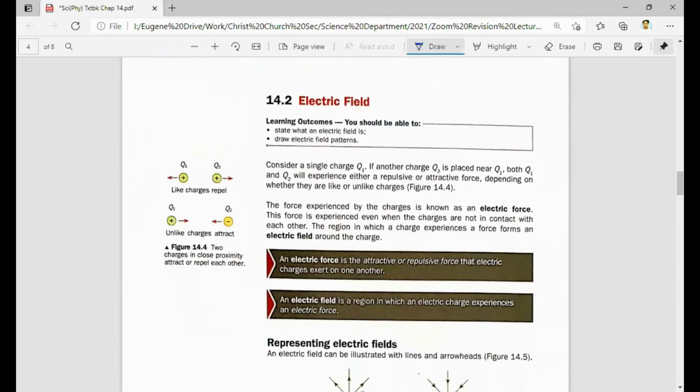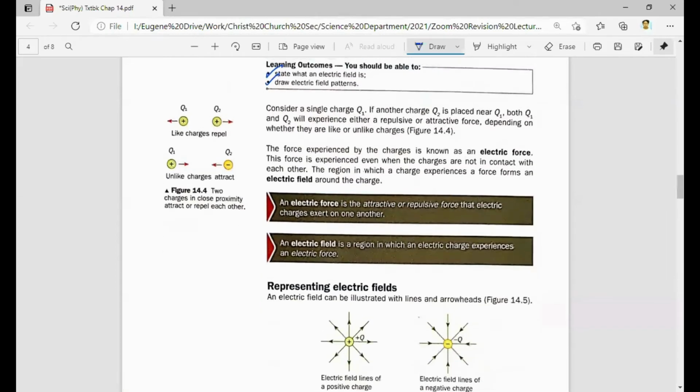Now let's go on to the next one, which is on the idea of electric field. So this one you need to take note of a few things, which is the definition, and you must also know how to draw. In 14.2 what we're going to cover, we're going to state what an electric field is, and we're going to draw electric field patterns. Electric field, so let's look at this part here.